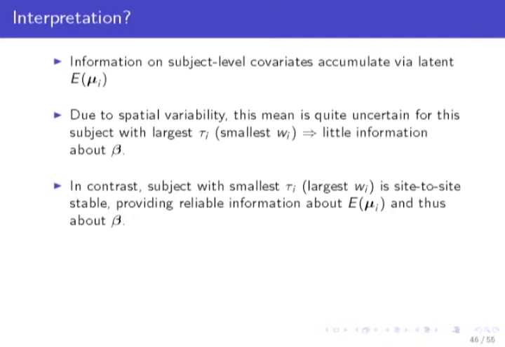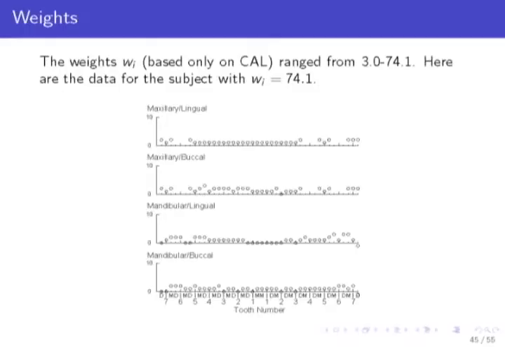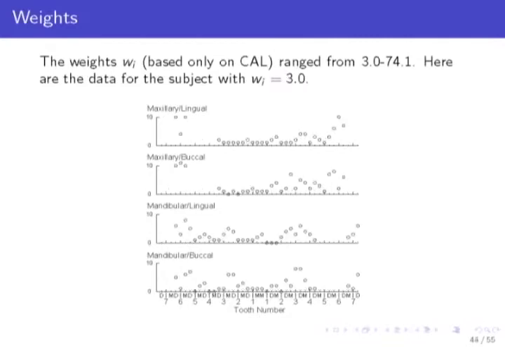So when you have the smallest weight, that also provides very little information about beta. But in contrast, the subjects with the smallest tau and the largest w are much more stable site to site, and they provide much more reliable information on beta. That is why you find a lot of smoothness here. This is based only on CAL, and these are so scattered around.